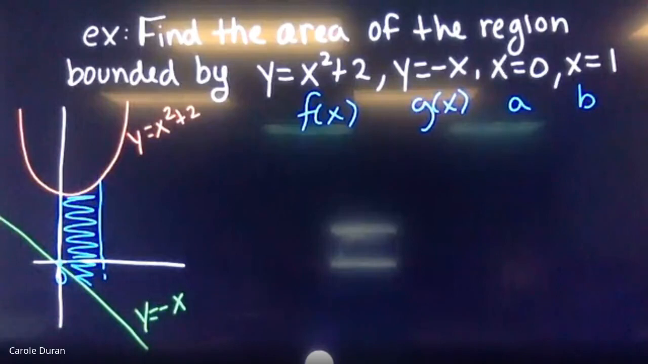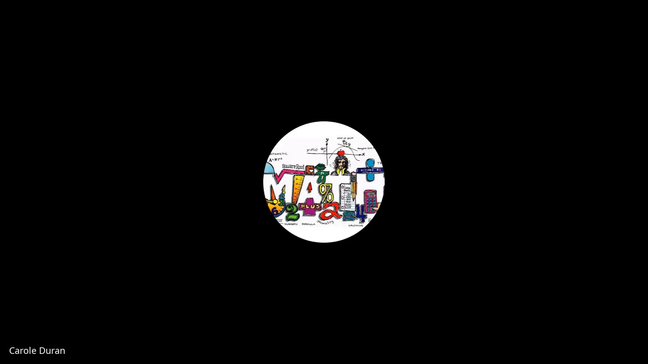So then the hardest part here is I have to check to see if my functions intersect on the interval I was given. If they do, I might have more than one integral that I have to calculate. And then I have to determine which function is on top for each of those sections. So here we have no intersection, so we're looking at just one integral. Which function is on top in this integral? It is f, because it's the parabola, which is y equals x squared plus 2.